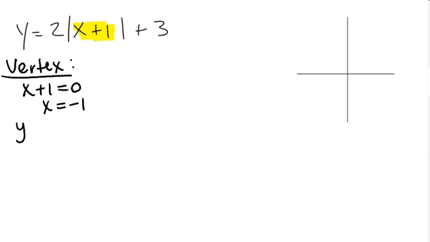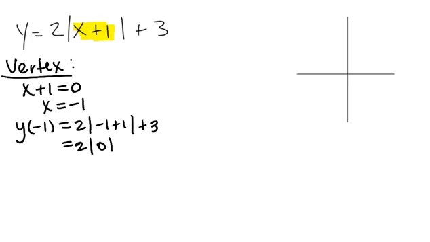Then I want to know what the y coordinate that goes with -1 is. So y of -1 is 2 times the absolute value of -1 plus 1 plus 3. This is 2 times the absolute value of 0, which it should be because that's how I picked that x, was what was going to make the absolute value take the absolute value of 0. And so that equals 3. Okay, so our vertex is the point -1, 3. So there's -1, here's 1, 2, 3. Okay, there we've got ourselves a vertex. Then I'm going to just choose some other point.